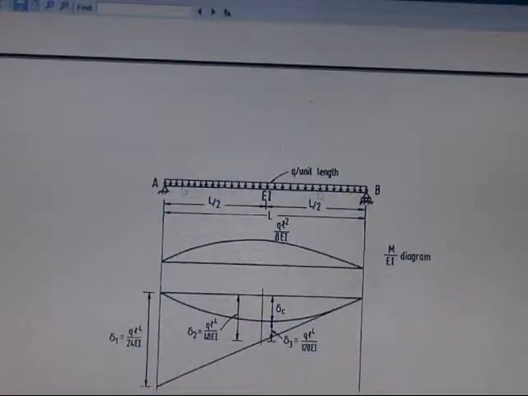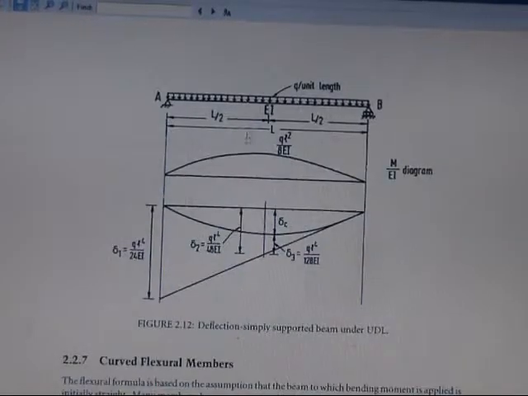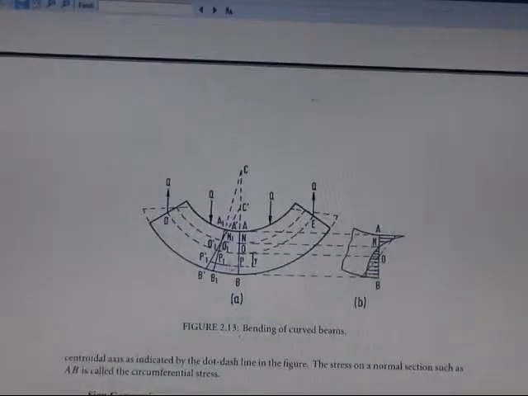So this is the beam. This is the beam moment diagram and the bending moment and shear force. So this is a bending diagram.